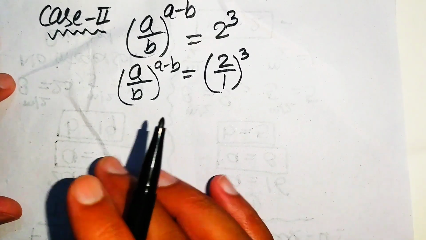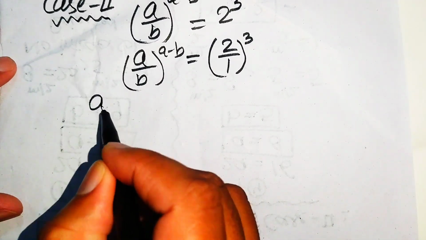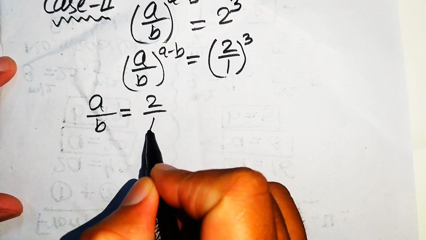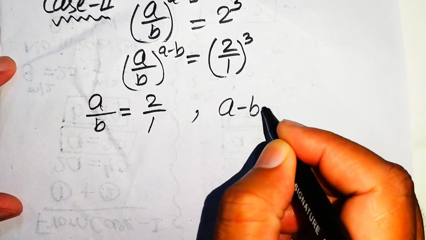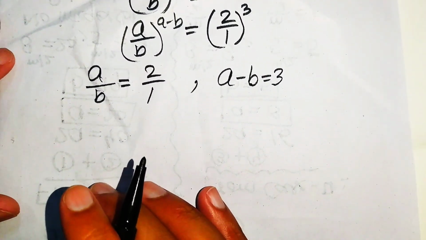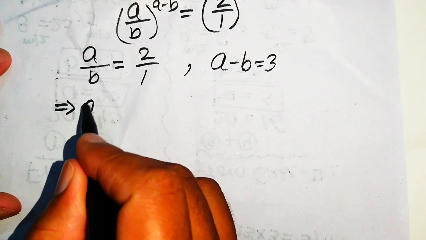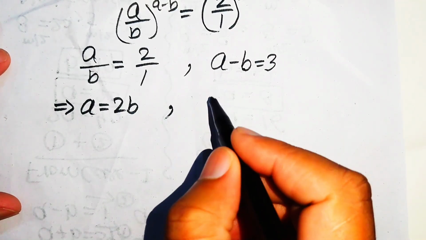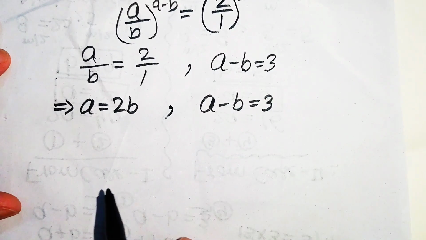So now we compare both of the sides. First we compare the bases. The base in the left hand side is a over b and the base in the right hand side is 2 over 1, and similarly the exponent in the left hand side is a minus b, which equals 3. So in the next step we have a equals 2 times b, and here we have a minus b equals 3.